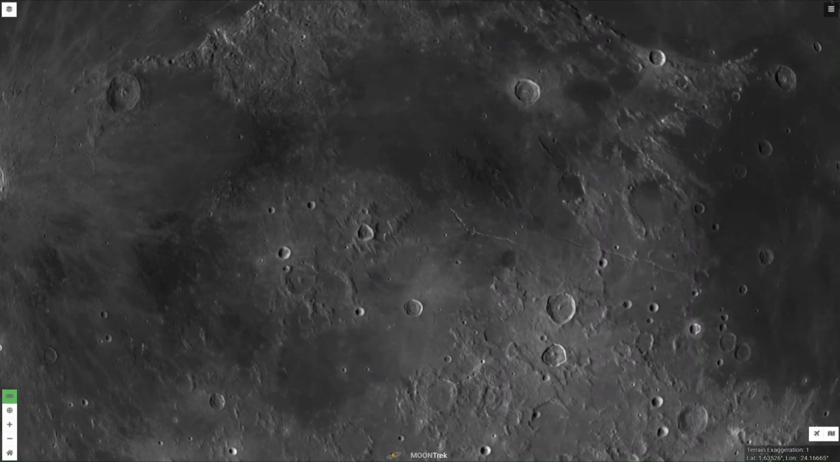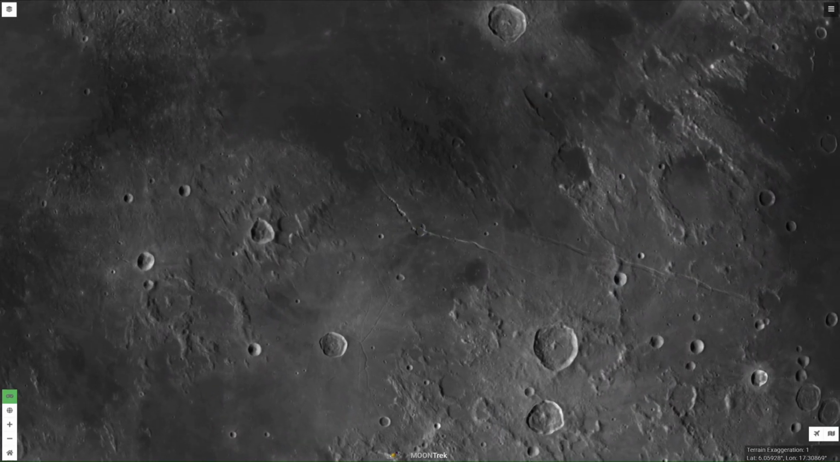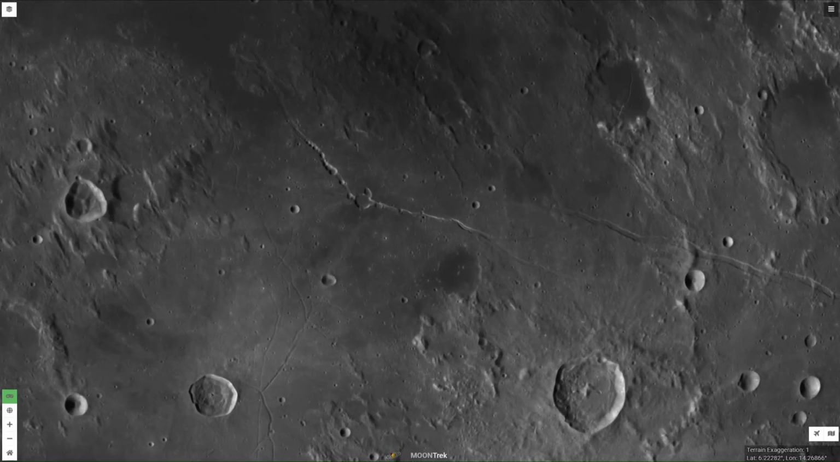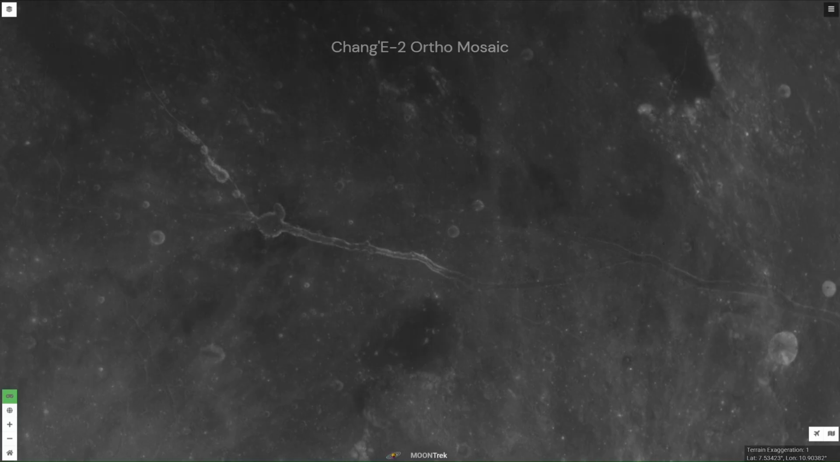Now we move east to Rima Hyginus. It is a graben formed by volcanic activity on the Moon when two parallel faults pulled apart. Notice these rimless craters, which formed when shallow underground lava pits collapsed. The largest of these pits is designated Crater Hyginus.